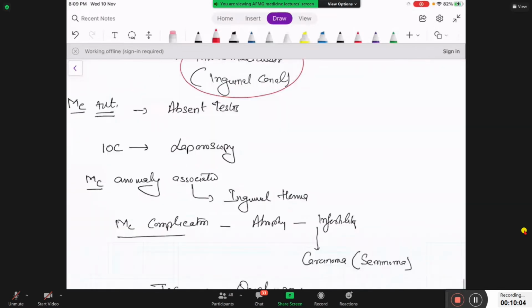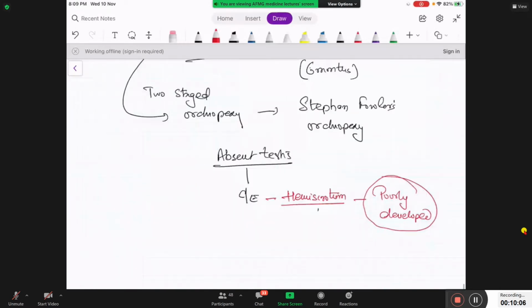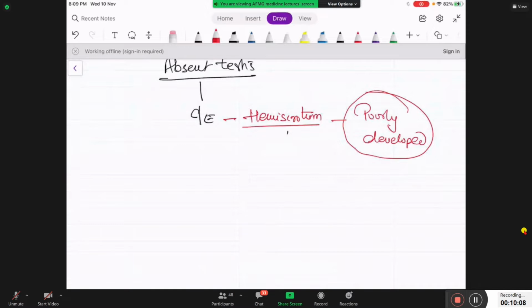Most common location of this is intracanalicular, meaning at the inguinal canal. So it is quite possible that you can feel the testis in the inguinal canal, because if it is in the inguinal canal, you will be able to feel it, right? It is also quite possible that the testis is not in the inguinal canal, it is higher up in the abdomen. So if it is inside the abdomen, you will not be able to feel it.